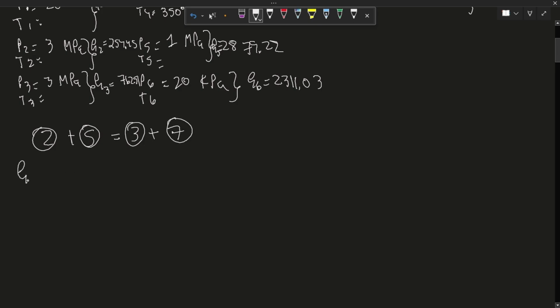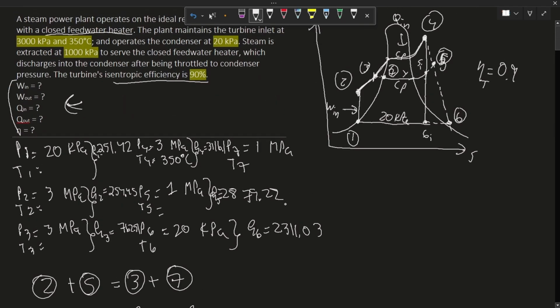The mass flow at 2 and 5 is equal to the mass flow at 3 and 7. So, H2M2 plus H5M5 equals H3M3 plus H7M7. All right, so basically, keep in mind that a portion over here, Y, is leaving 5 and going into here, 7. And over here is 1 minus Y.